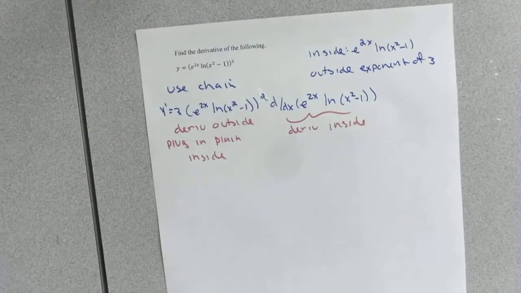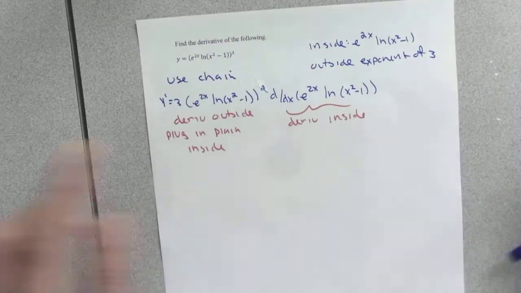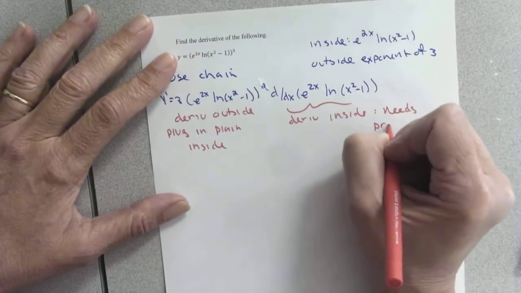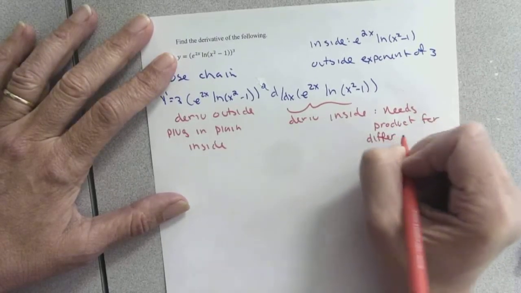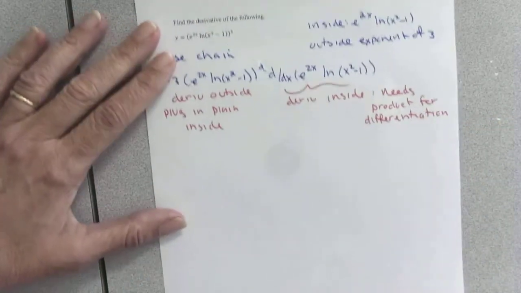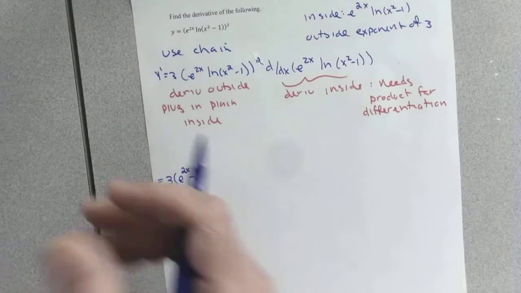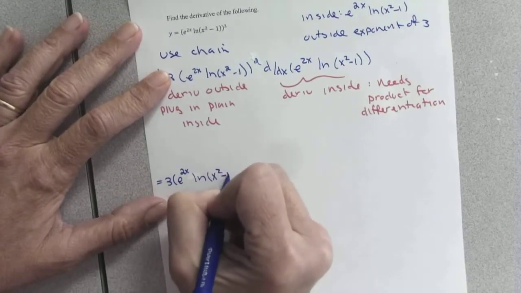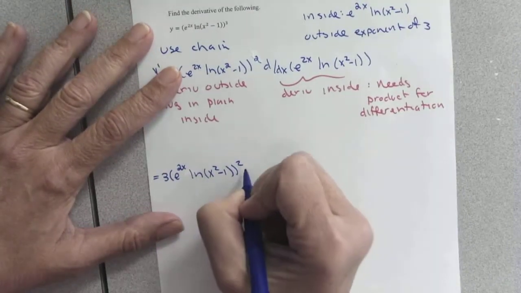So the chain rule got me started. So now I'm basically done with that. Now I have to look here, and my derivative of the inside needs product rule for differentiation. So doing that product rule now.